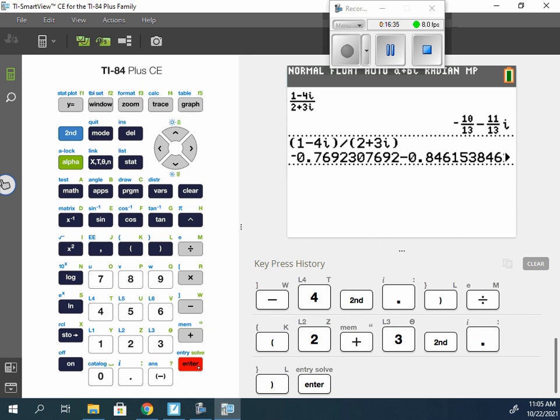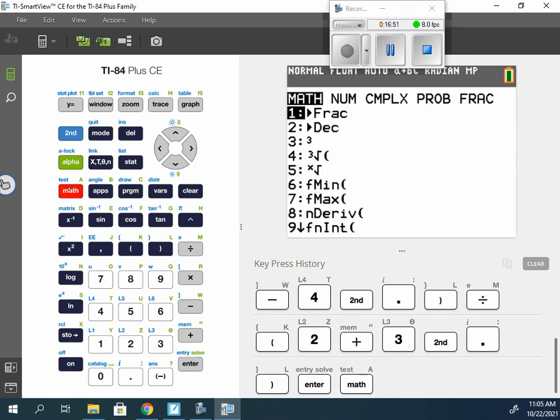Now we get this here, yes? Division? Divide, yep. Now, how can we turn these back into fractions? We can do what? Math.